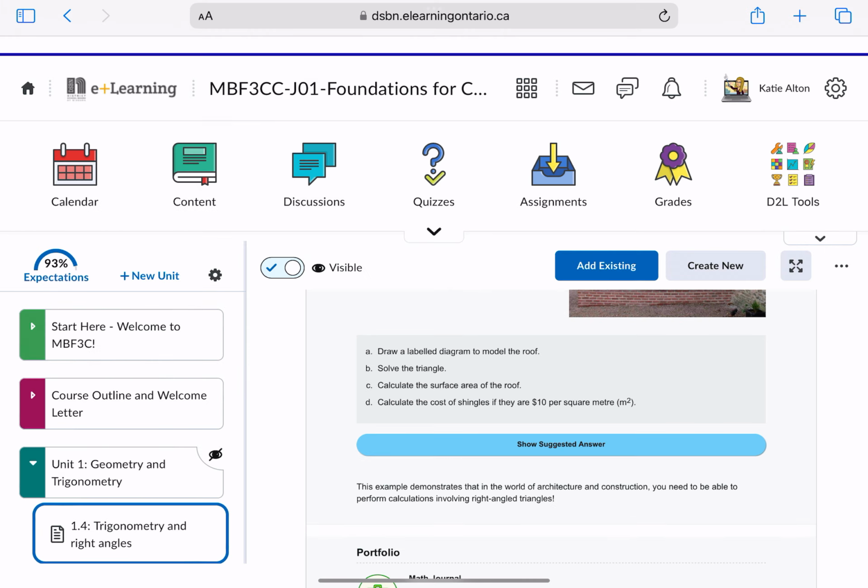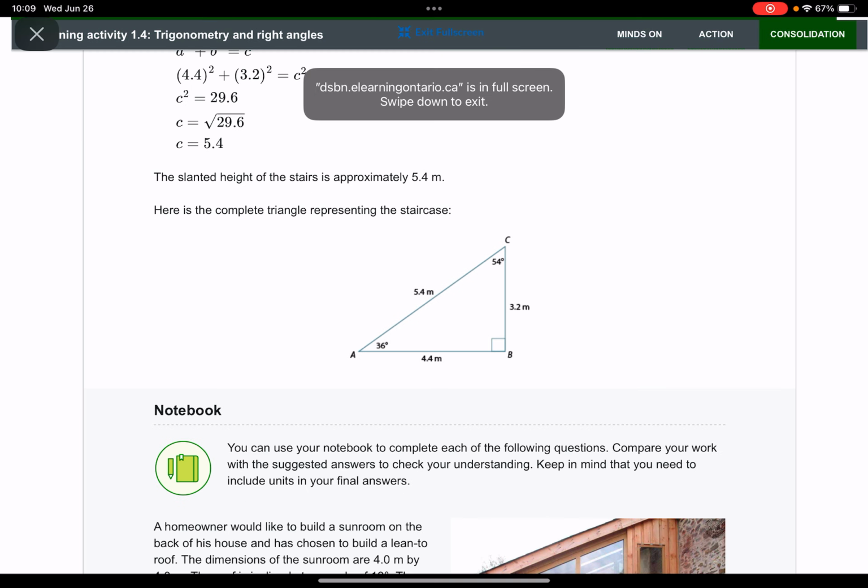So hopefully this helps. Again, just a brief walkthrough. There won't always be a walkthrough every day because you won't necessarily have a module every day, but I think it's helpful just to get you set up.